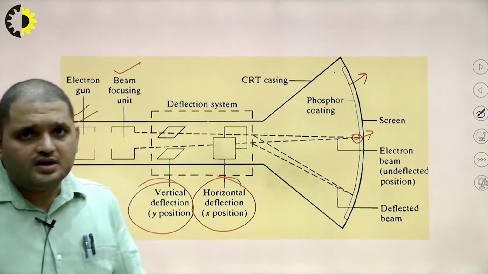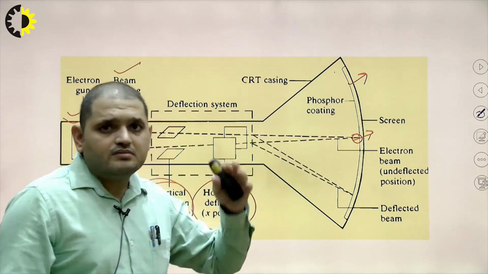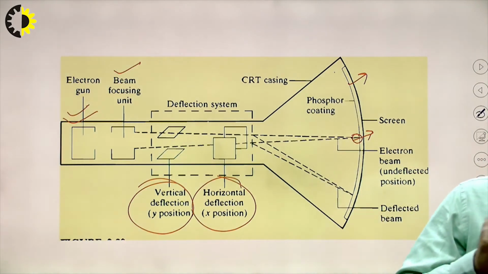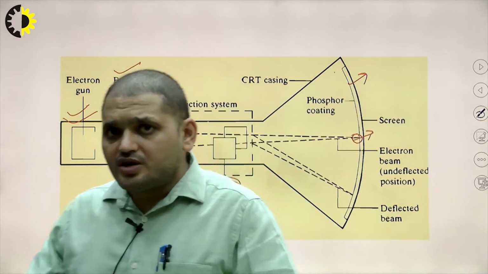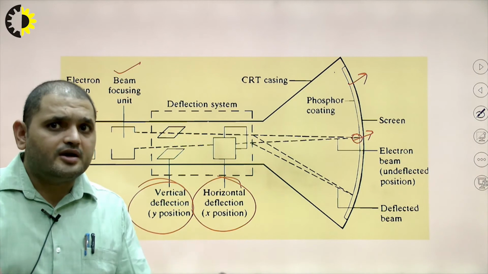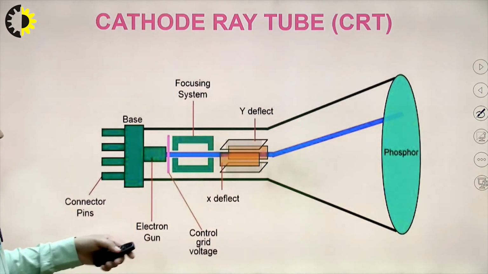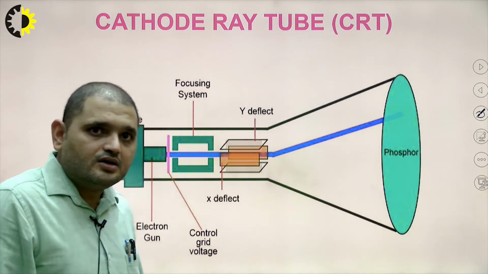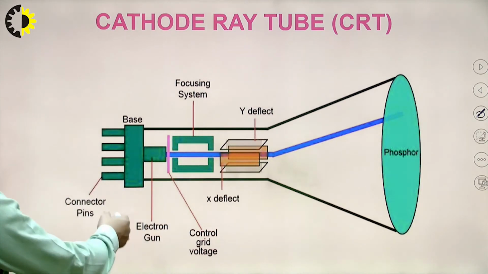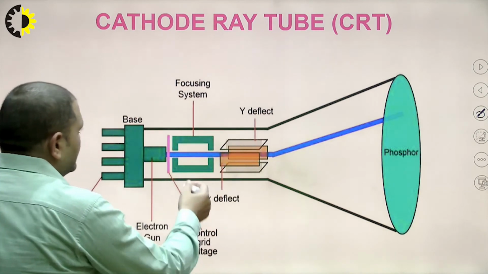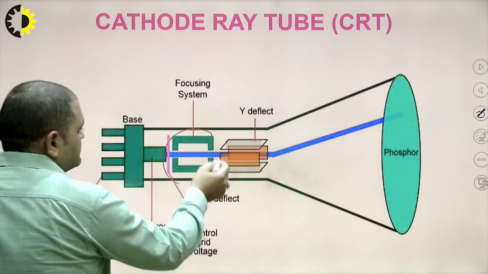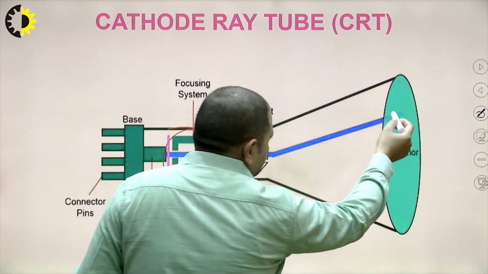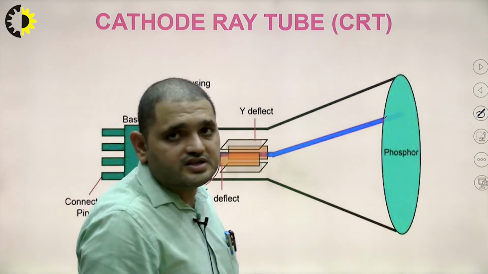So a single beam generates an illumination which is represented in the form of a pixel. So a number of pixels form an image. You can see here the same diagram, just a colorful one. All the units are present here. Okay, base, and then we have the electron gun, then this is basically a focusing system, then we have this X and Y deflection, and here is the phosphorus screen on which the beam is impacted.